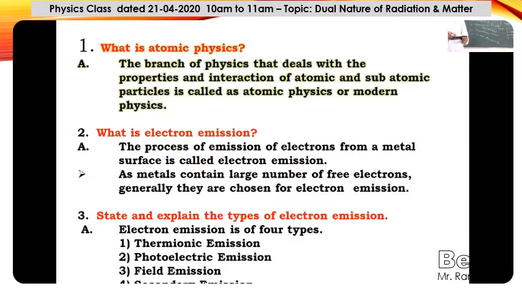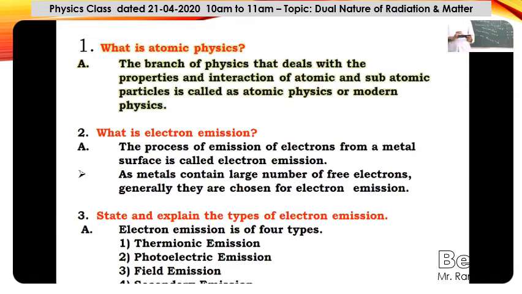The branch of physics that deals with the properties and interaction of the atomic and the subatomic particles is called atomic physics or modern physics. Now today we have given what is electron emission. The process of emission of electrons from a metal surface is called electron emission. As the metals contain a large number of free electrons, generally they are chosen for electron emission.